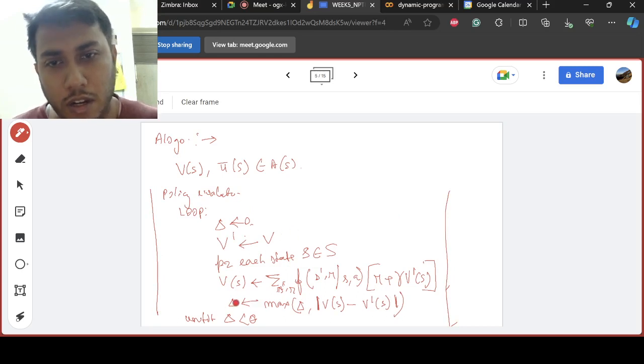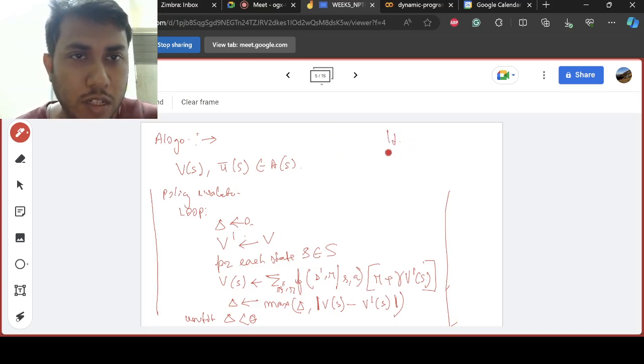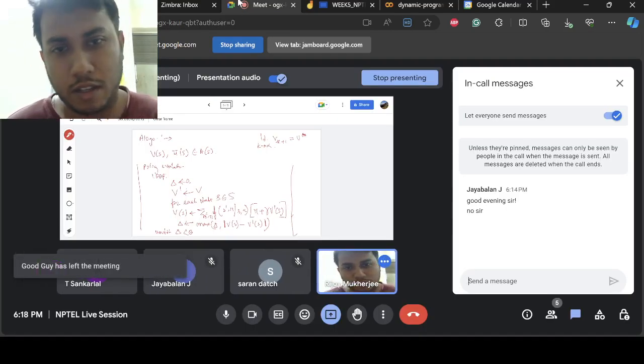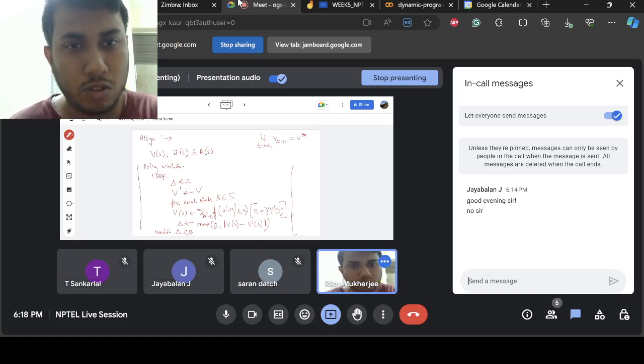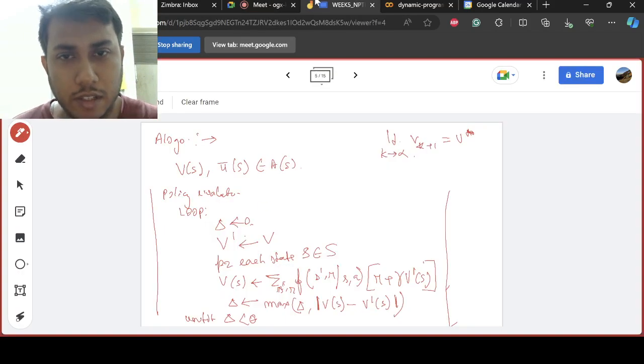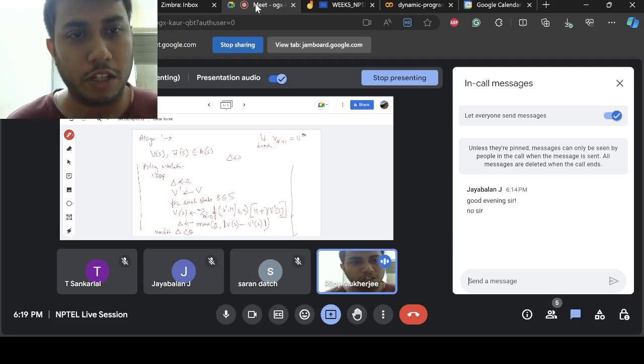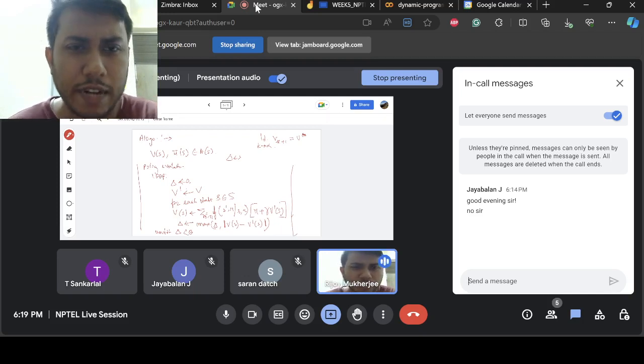We are doing this because at the end of the day, as k tends to infinity, vk plus 1 equals v star. If you iterate for too long, like 1000, 10,000, 20,000 iterations, it will come very close to your optimal solution. So you can define a theta as a threshold: if the change in magnitude of the value difference is less than theta, then that is the optimal result I want, which I can be assured of. So that is your policy evaluation.